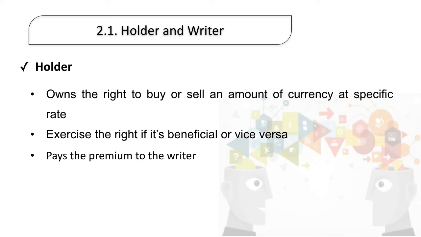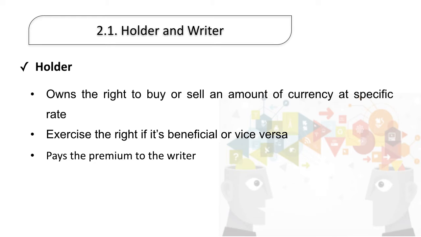An options contract is an agreement between two parties, the buyer and the seller. The traded good is, unlike other operations, not currencies, but a right, or we could say a choice, an option. So what is that right, or choice, or option? That is the right to buy or sell an amount of currency at a specific exchange rate. The buyer, called the holder, owns that right.